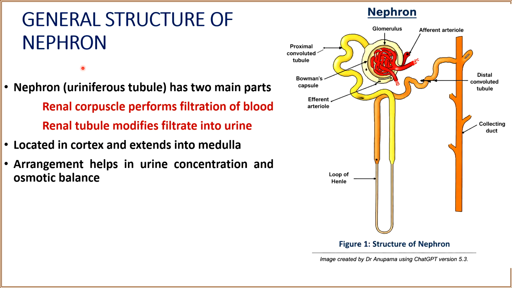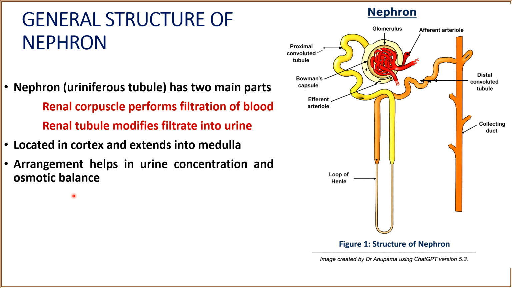General structure of nephron. A nephron is also called a uniferous tubule. It consists of two main parts. The first one is the renal capsule, while the other one is the renal tubule. The renal capsule is concerned with filtration of the blood, while the renal tubule modifies the filtrate into urine through selective reabsorption or even secretion.